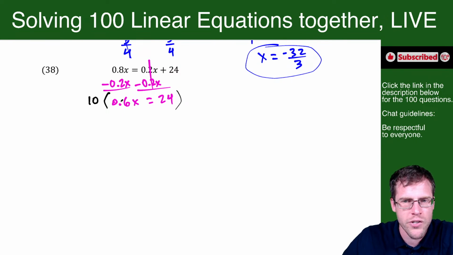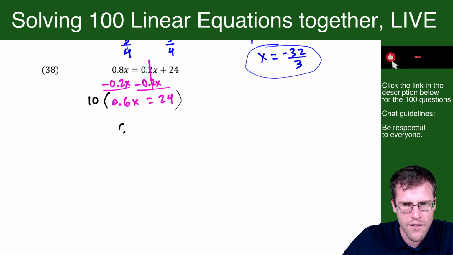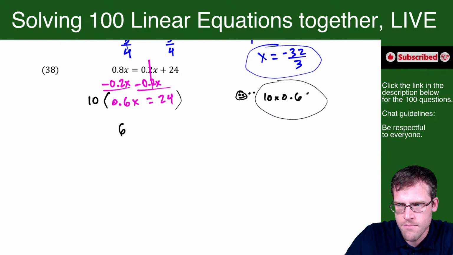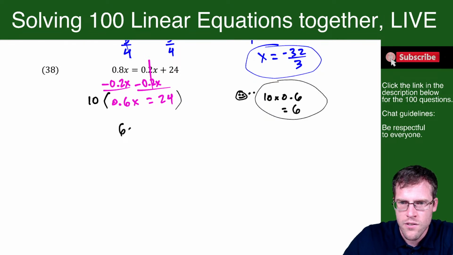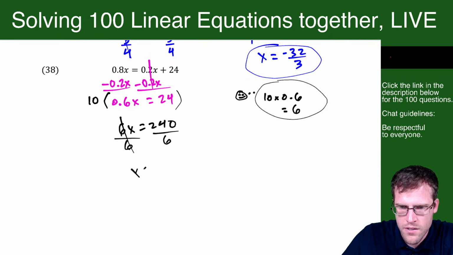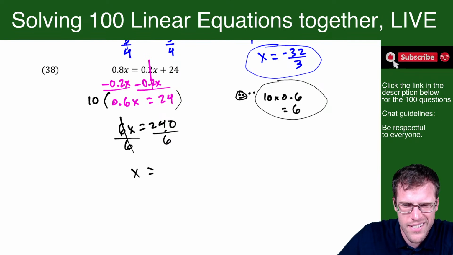If I multiply 0.6 times 10, that's going to give me 6. Just remember, if I do 10 times 0.6, the decimal moves 1 over, and that's 6. So that's 6x equals 240, and now divide both sides by 6. So x equals 240 divided by 6, which is going to give us 40.